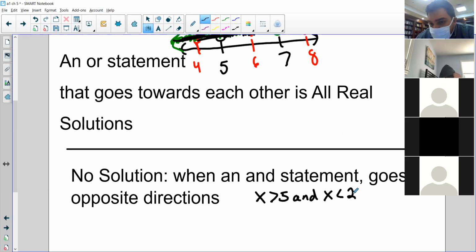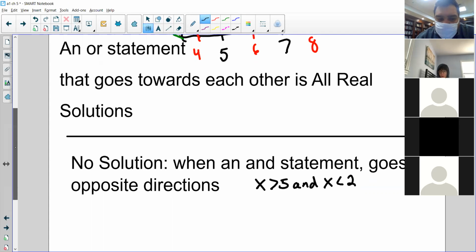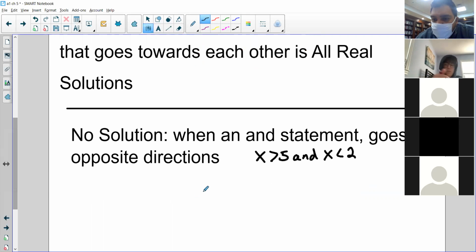If I ask you, what is a possible answer for X? I'm basically asking, is there a number that's both bigger than 5 and smaller than 2? Is there any number that's both bigger than 5 and smaller than 2 at the same time? No, so there's no solutions. That's right. There's no way you could be bigger than 5 and smaller than 2 at the same time.